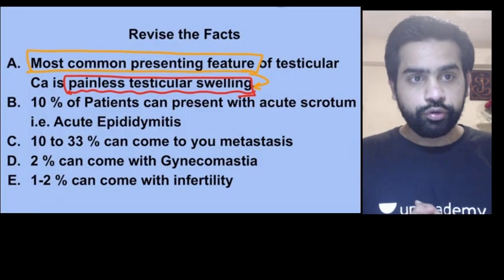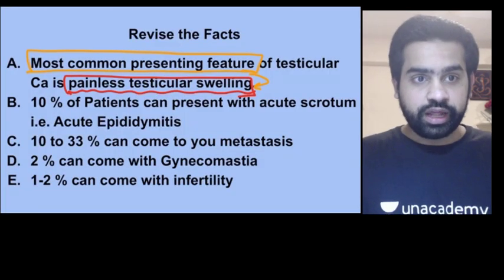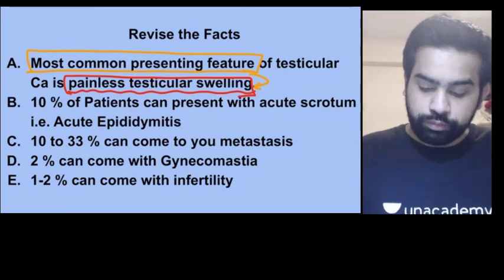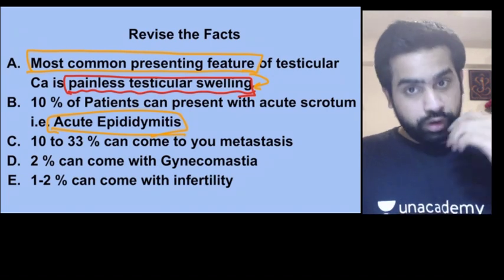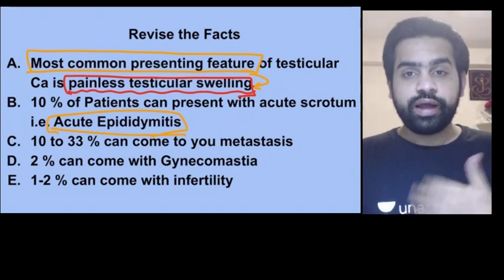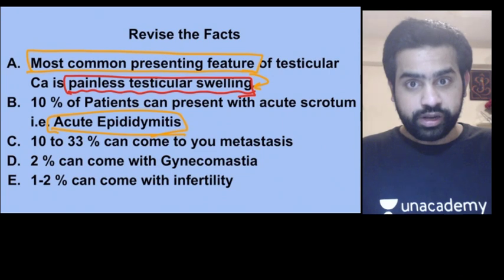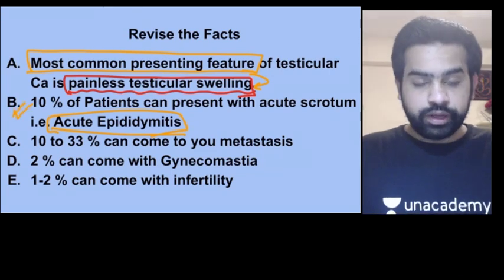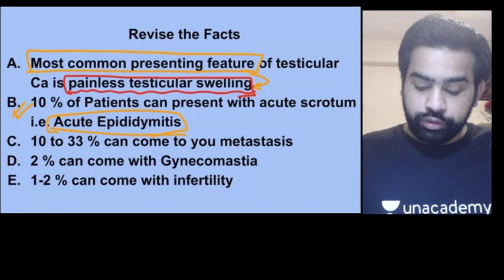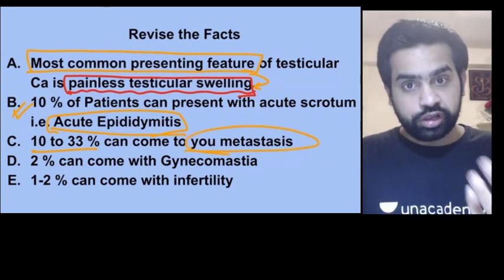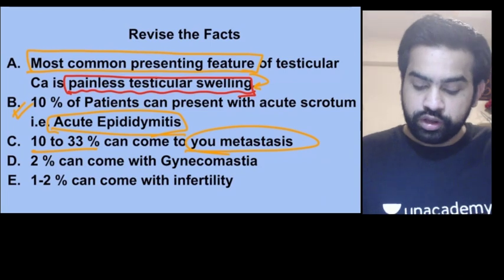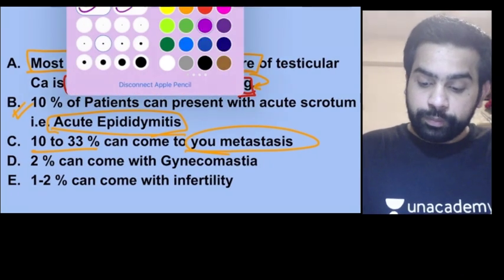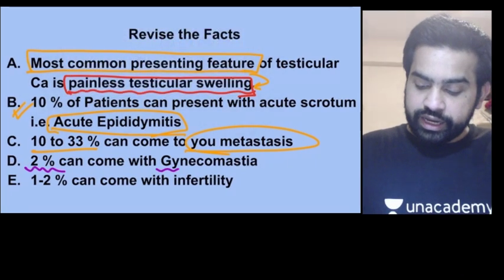But is this the only way in which this patient can come to you? The answer is no. Patients can come to you in various ways. Around 10% of patients come to you with acute epididymitis. Around 10 to 30% of patients can come to you with metastasis, so metastasis can be present in 10 to 33% of patients. This is interesting: 2% of patients can come to you with gynecomastia.